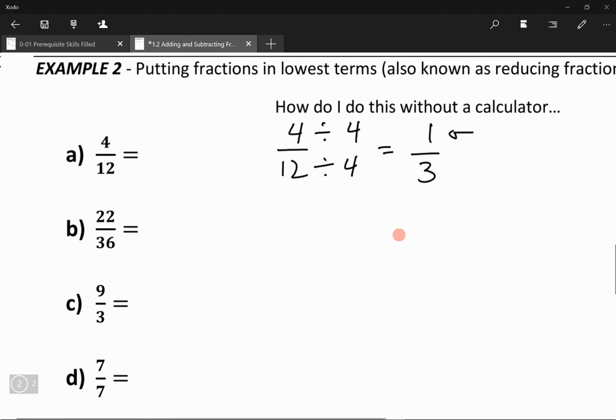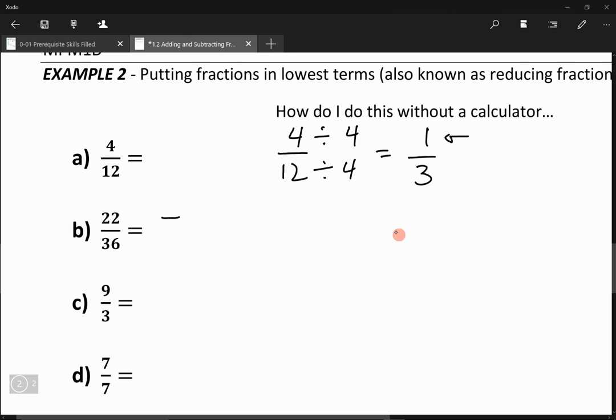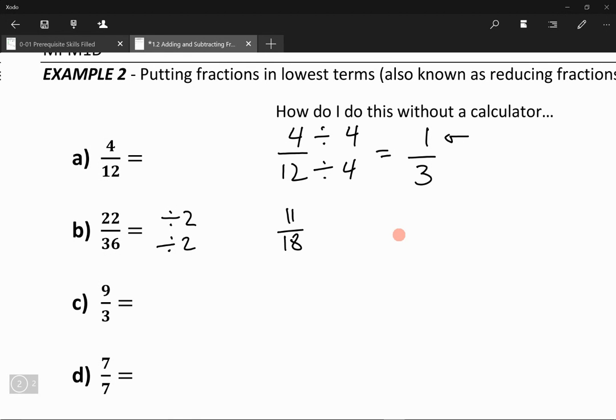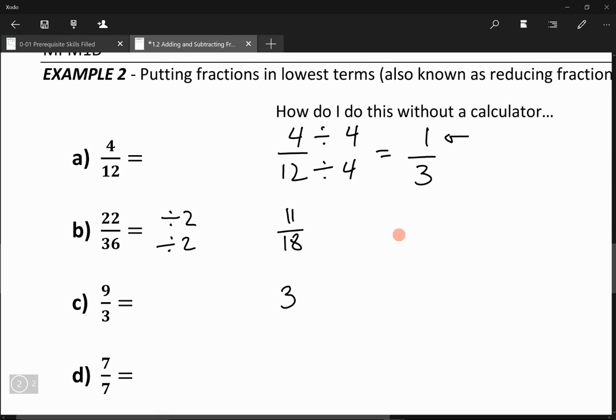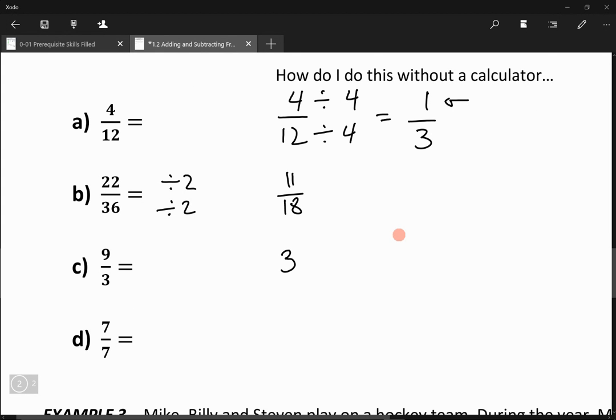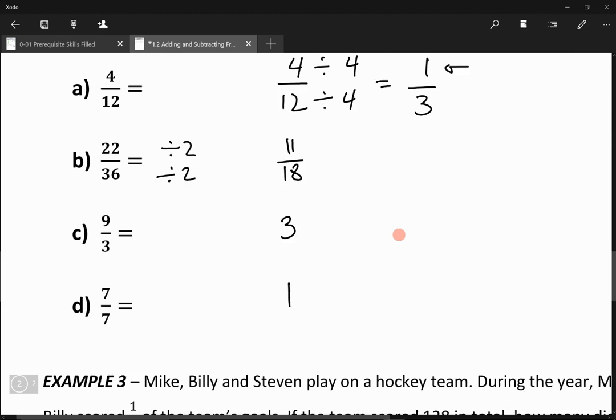22 over 36. Well, if I divide both by 2, I'm going to get 11 over 18. Okay, and then 11 is an odd number. 18 is an even number. Not much I can do here. I can't divide 11 anymore, so that's in lowest terms. 9 over 3 is just 9 divided by 3, which is 3, and 7 over 7 is 1. Two of the same numbers cancel out.